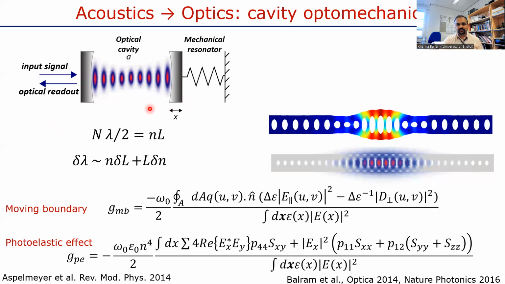One is that the physical length of the cavity changes, which is the so-called moving boundary effect. On the other hand, a much stronger effect, which can be exploited in these devices, is due to the stress optical effect. As this cavity vibrates back and forth, you generate periodic expansions and contractions, or periodic stresses and strains. And these, due to the stress optical effect, give you a change in refractive index.